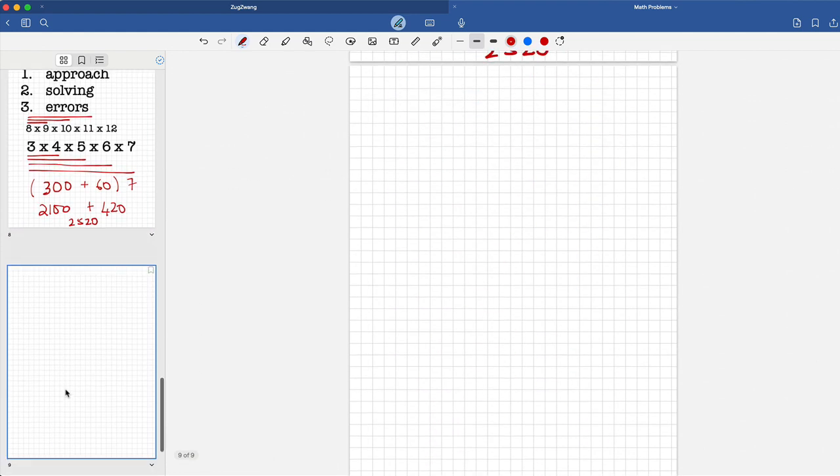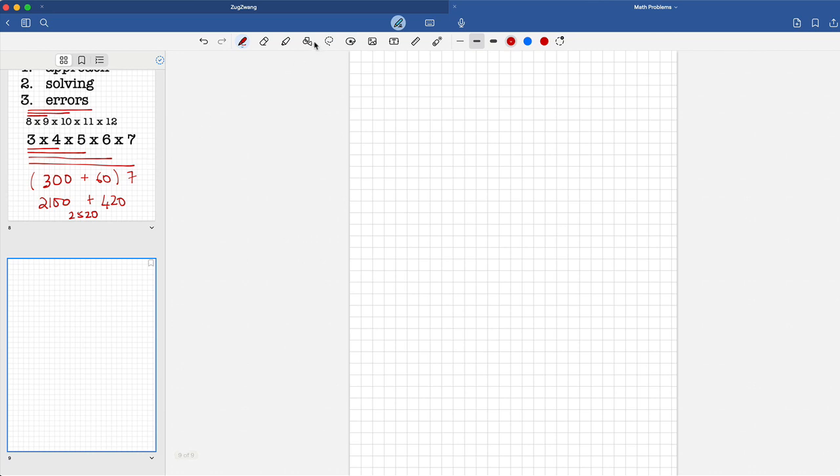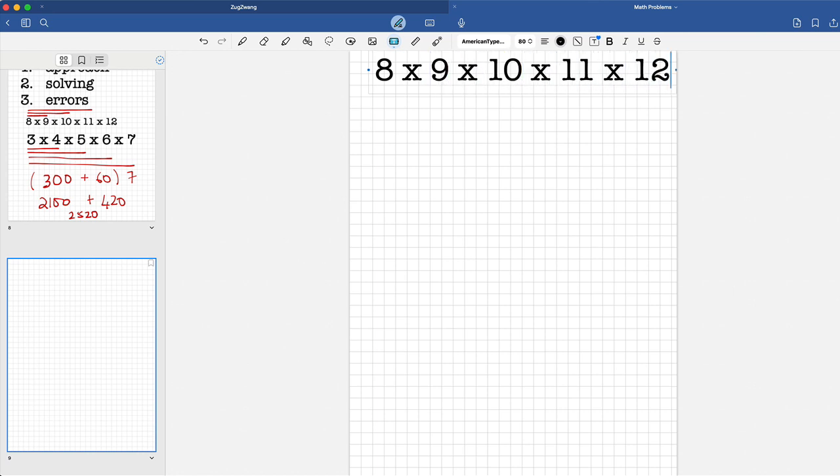Okay, so let's go to the second one and start focusing on the second problem, which is: what is 8 times 9 times 10 times 11 times 12? In order to solve this, you've got to start seeing that the serial method might be too hard here. The brute force method might be too hard. Is there an easier way to do this?